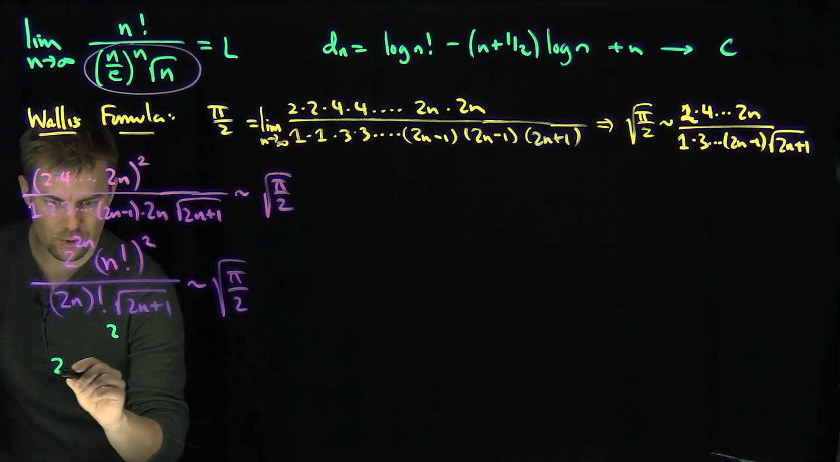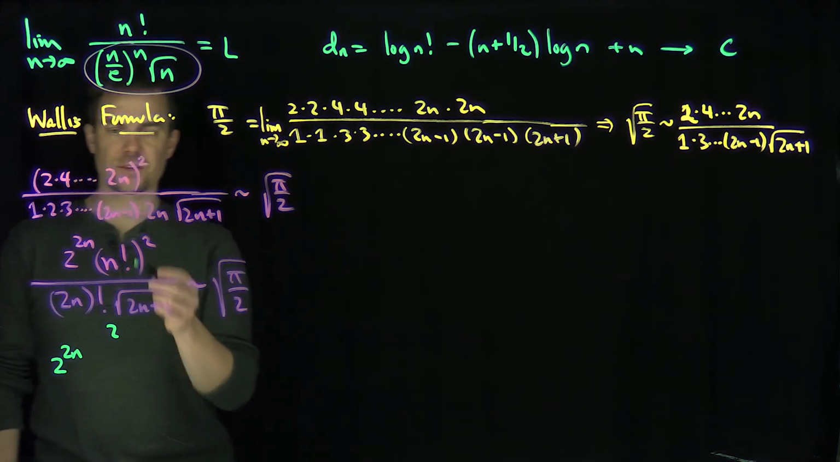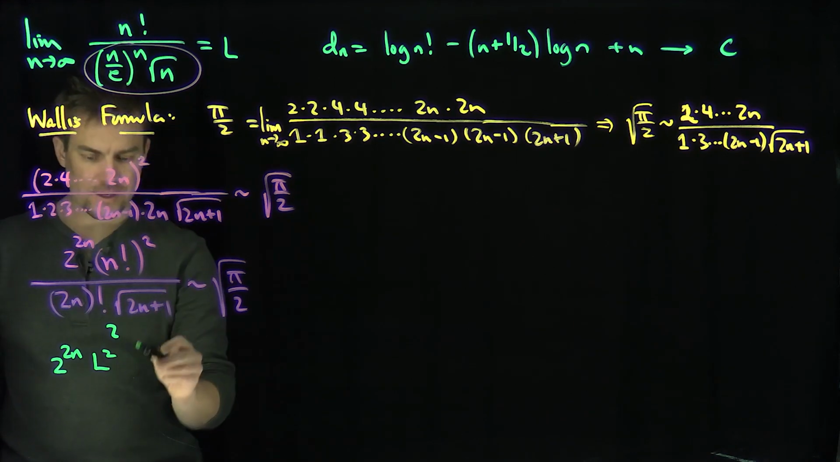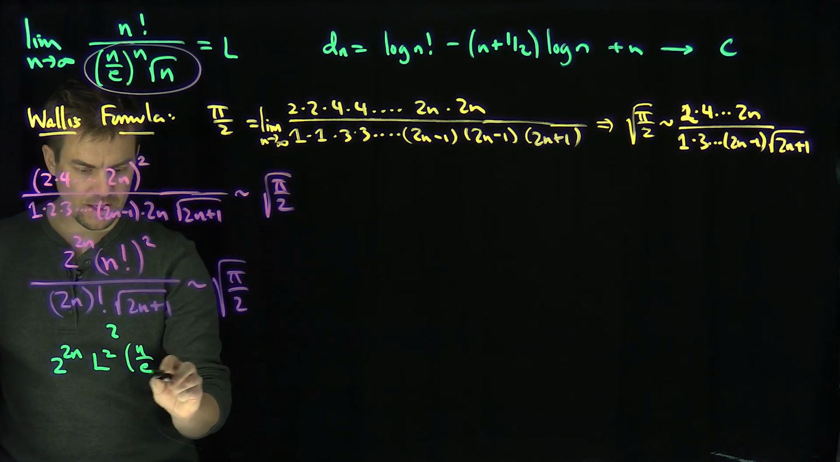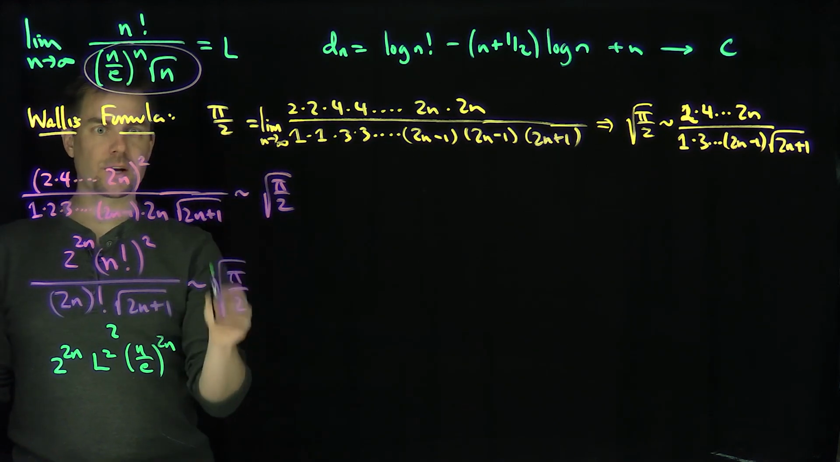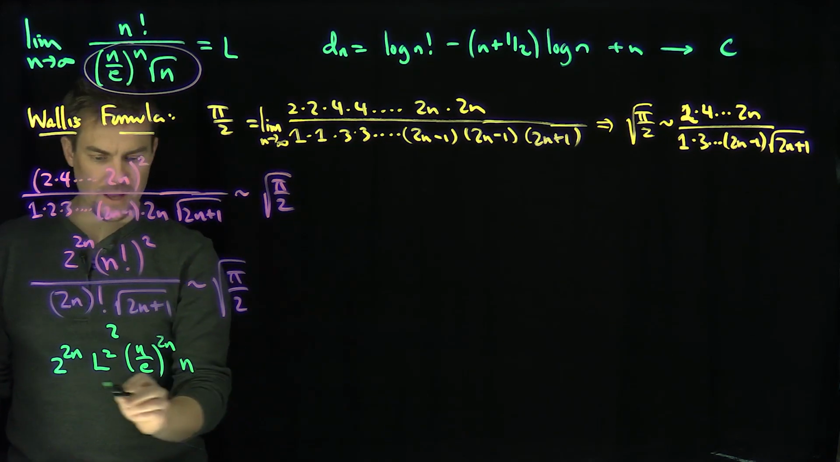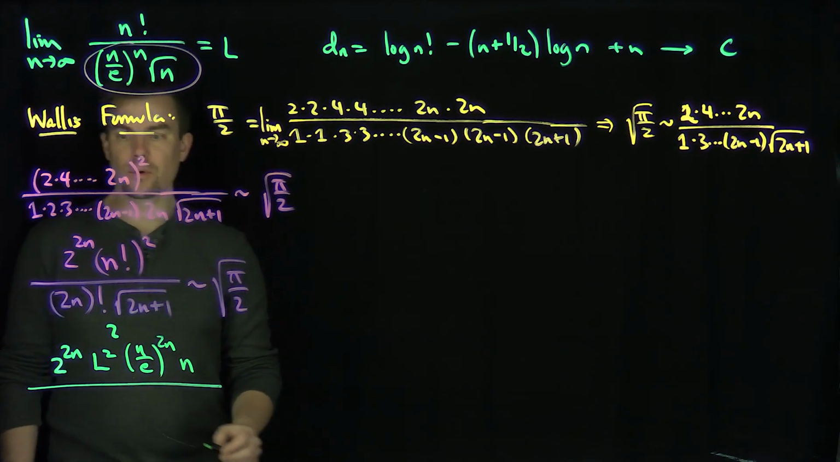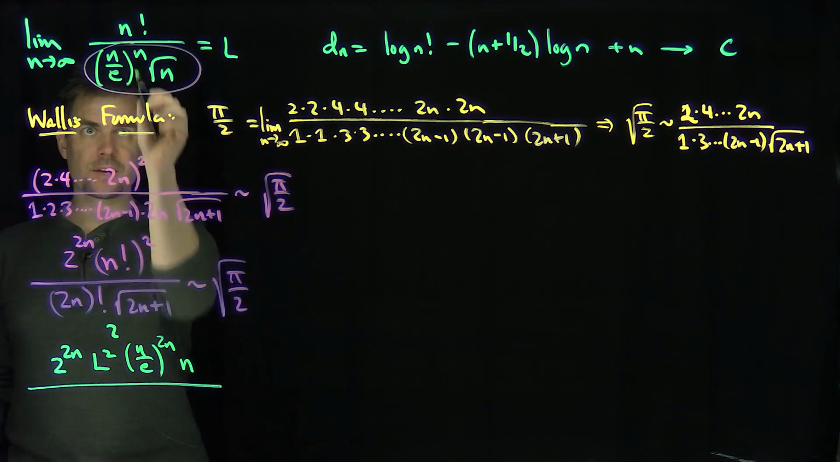It's going to be on order 2 to the power 2n. Okay, that sticks around. n factorial squared is going to be an L squared times n over e to the 2n. And I'm going to square this thing over here, and that's going to give me just a plain old n over what? Over 2n factorial. So I'm going to replace every n with a 2n.